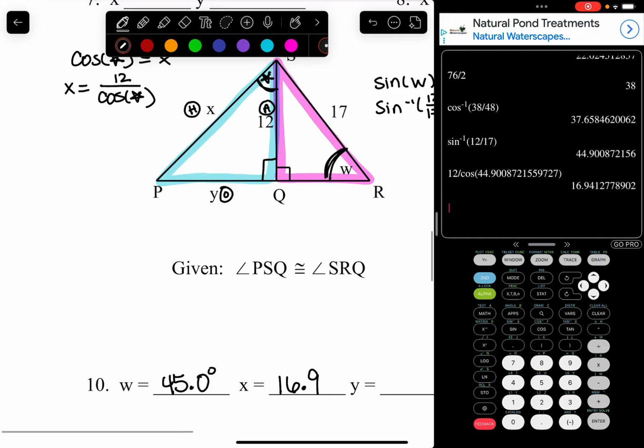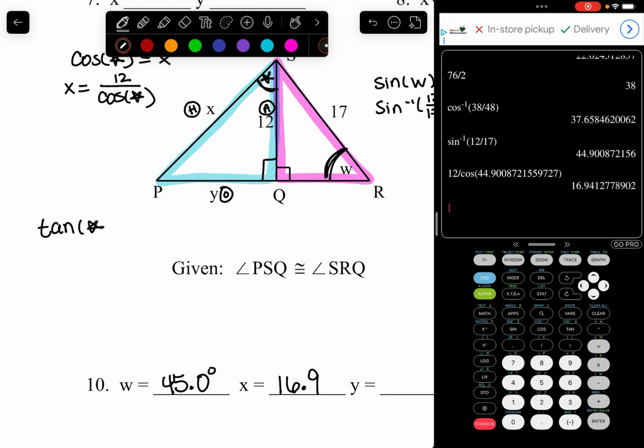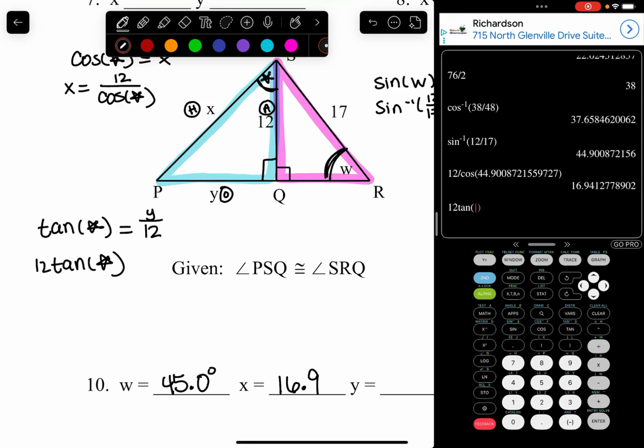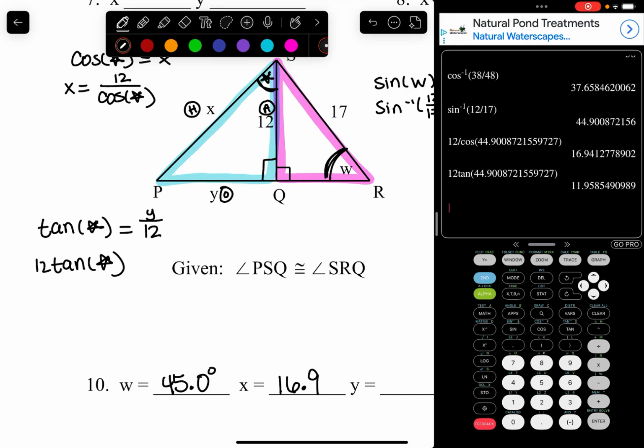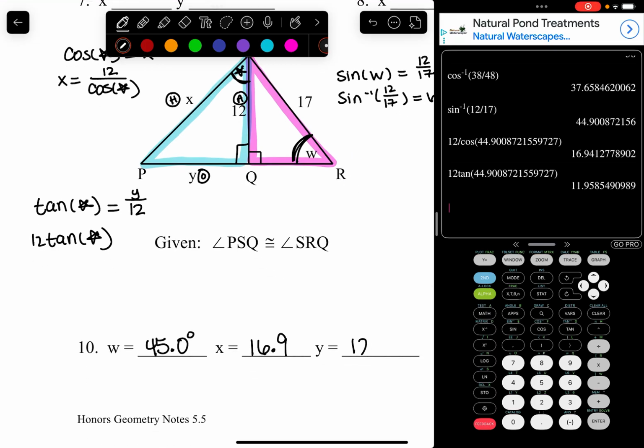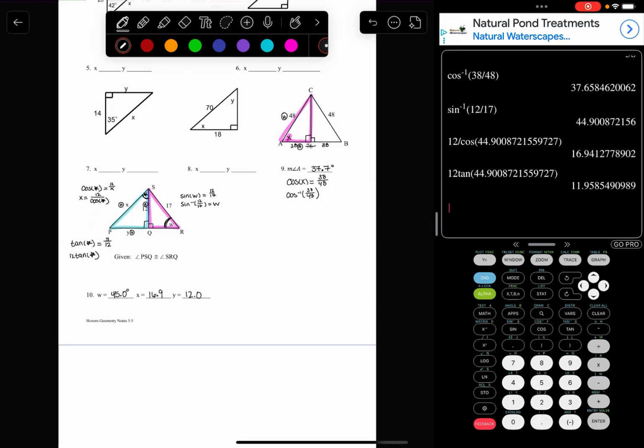Now I need to find side y, and that is opposite and adjacent, so I get to use tangent. So tangent of that funky angle will equal y over 12, opposite over adjacent. So y is 12 times tangent of that big decimal, and I get 12.0. And that is how you will work a triangle like that, okay?